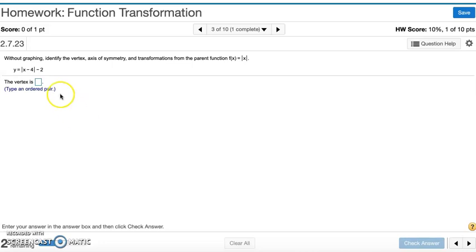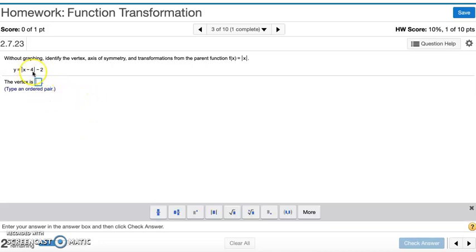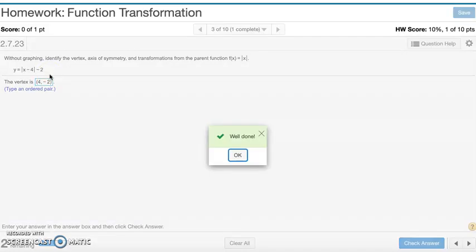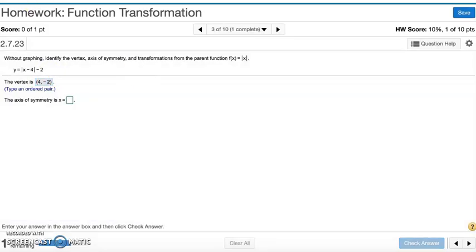parent function. So the vertex, remember vertex form h and k. H is being subtracted from x, and k is on the outside being subtracted. So h is going to be the x-coordinate, the opposite side of this -4, which is +4, and k is the y-coordinate, which is this -2.